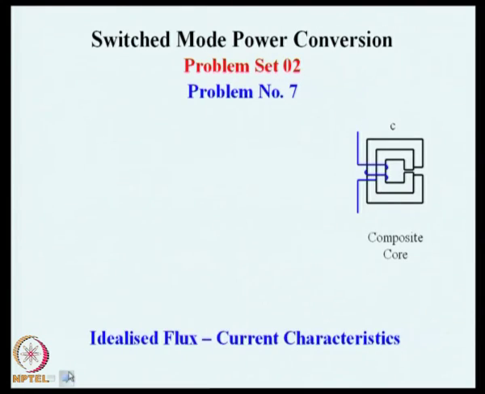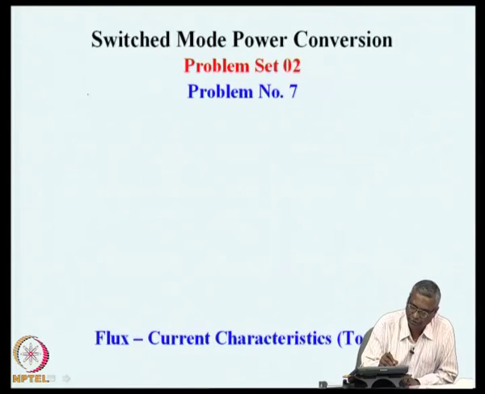Now, our next question is, supposing we put these two cores together the way we have shown as a composite core, how will the flux current characteristics look and what will be the values of inductors. So, let us plot it.